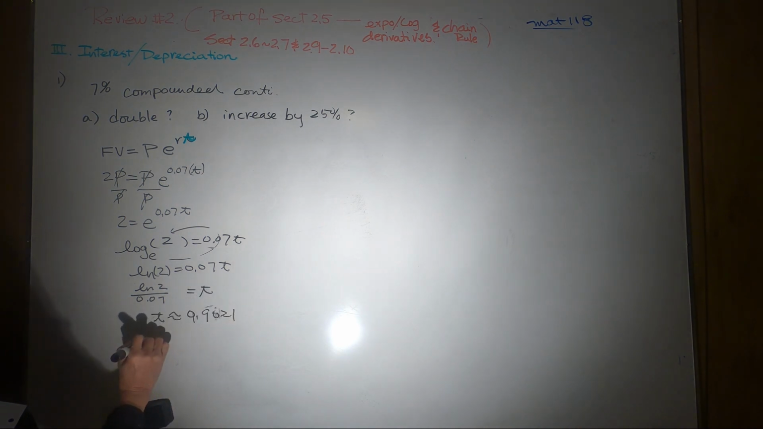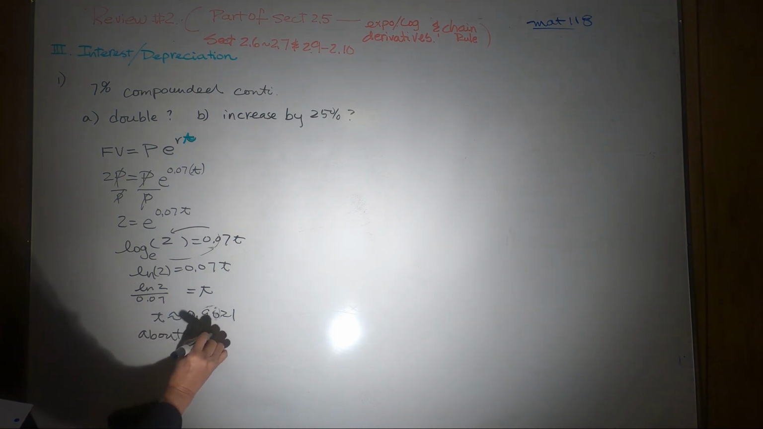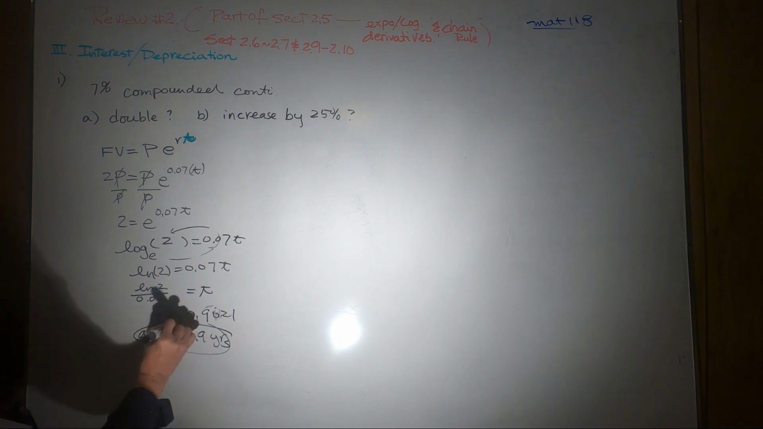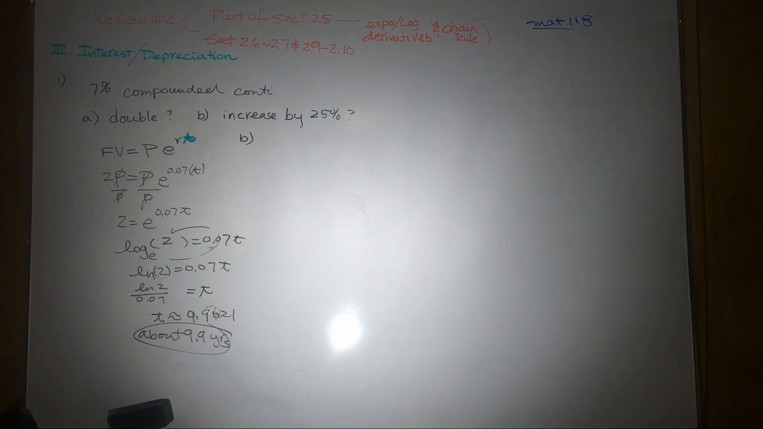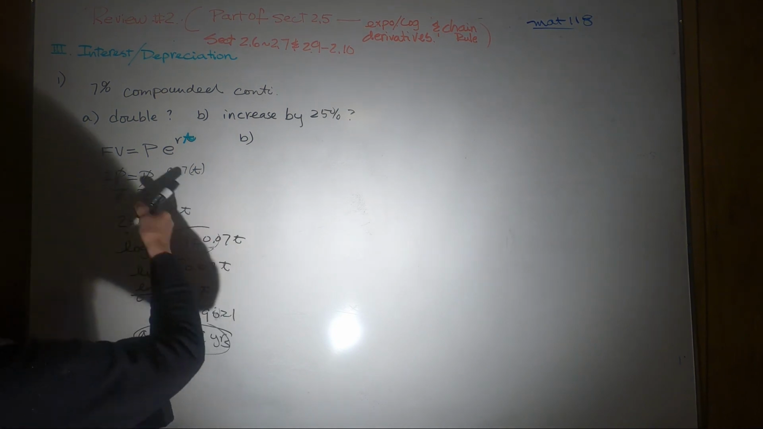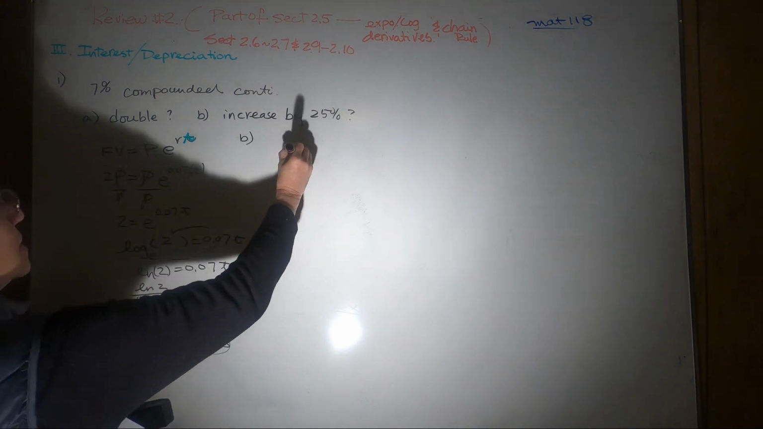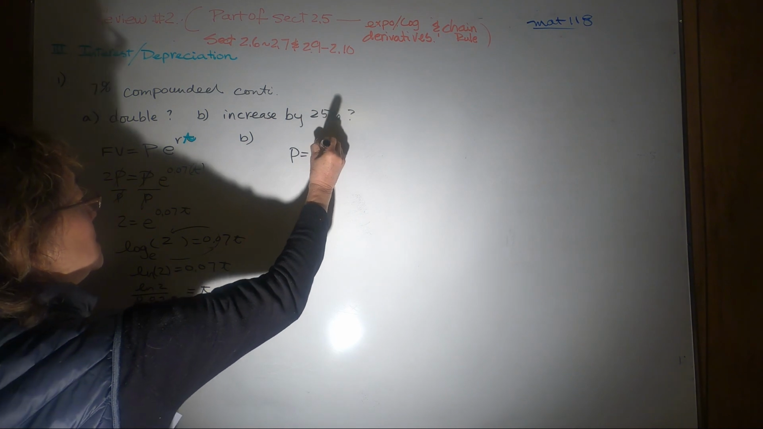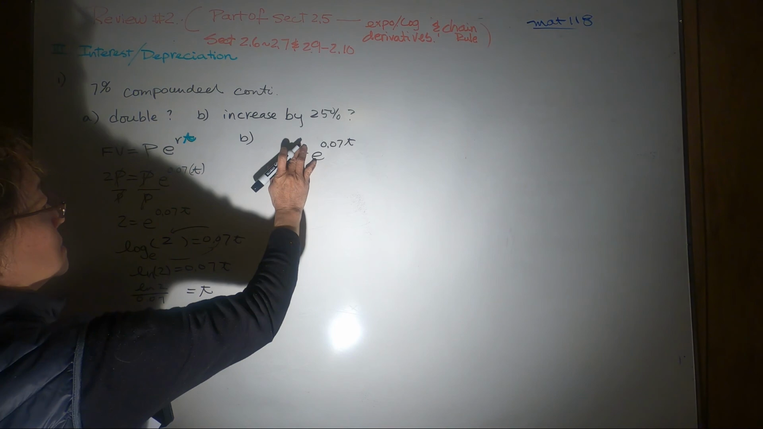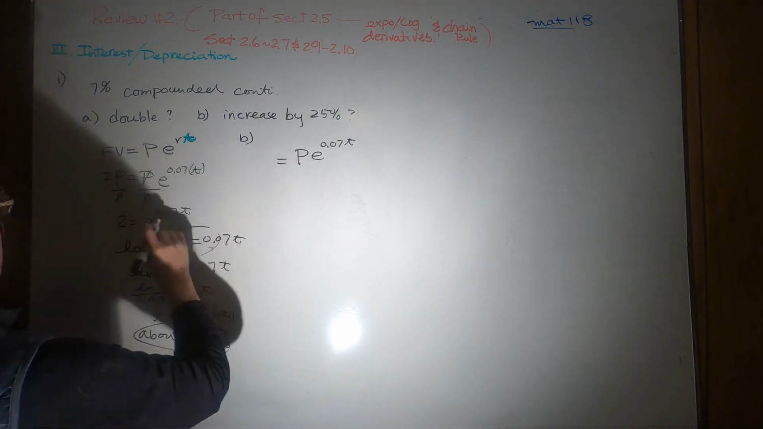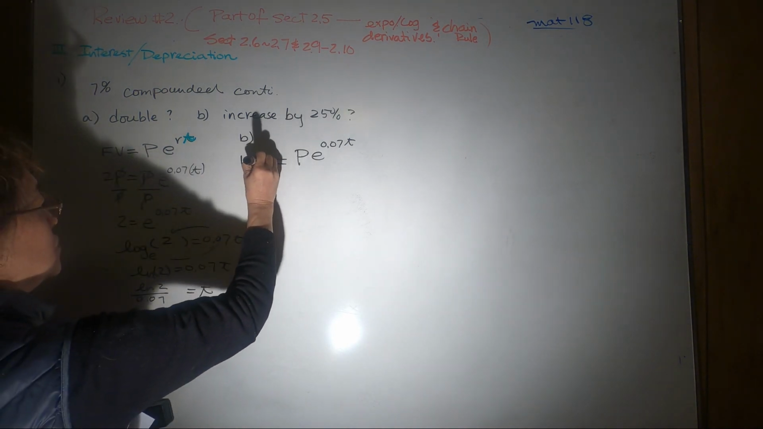9.9021. So it would be about, say, 9.9 years, right? Then how long does it take to get 25% more? That means what? Use this one. The original is P. So, oops, original is P. Then future value will be what?